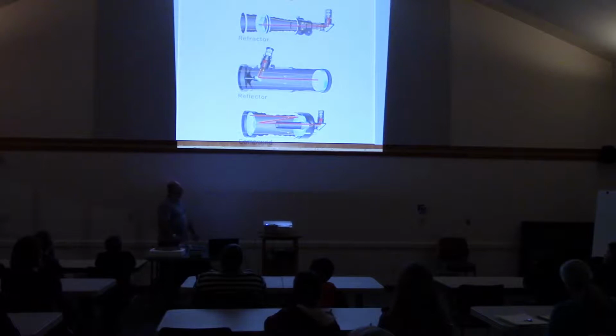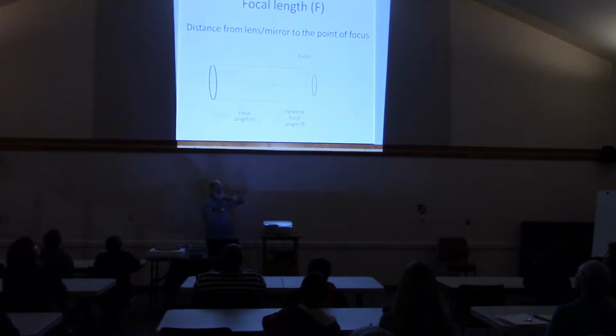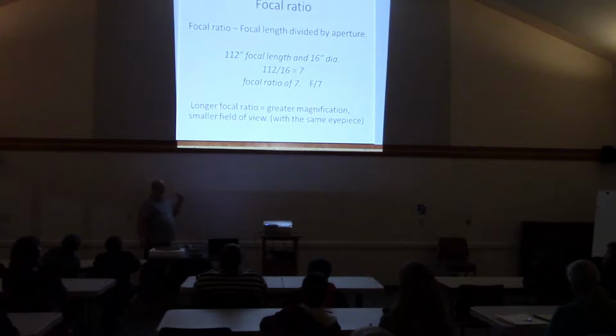Okay, here's how we explain focal length: from the first lens down to where the light comes to a point. That's the focal length of the primary objective or the primary mirror. It's considered the focal length of the telescope. The eyepiece that you put in at the other end has its own focal length. The focal length of the objective is always capital F. Focal length of the eyepiece is small f. That gives us our focal ratio, focal length divided by the aperture.